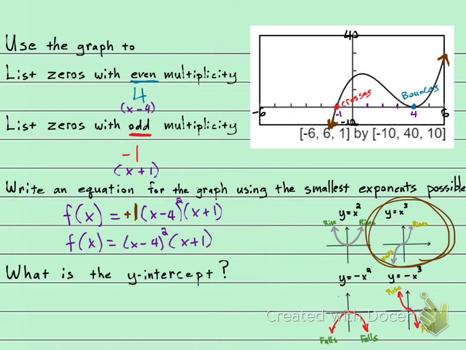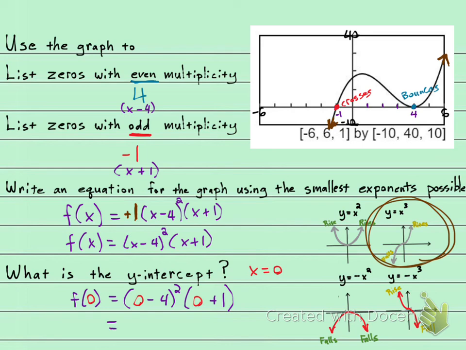All right, the last question, what is the y-intercept? And hey, class, how do you find a y-intercept? To find a y-intercept, you set x equal to 0. So I'm going to take this function, f of x equals x minus 4 squared times x plus 1. And instead of x, I'm going to plug in a 0 everywhere where I see an x. All right, so there was a 0 here, and here, and here. And let's see what we get.